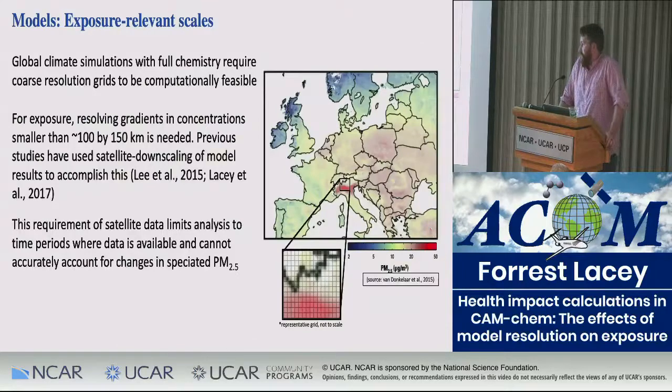The problem with this is you have to have satellite data in order to accomplish this. And it really limits the analysis to time periods where there is data available. It also can't account for changes in speciated PM2.5. What we're getting from the satellite data products is the total particulate matter, but that doesn't tell us anything about how black carbon is changing relative to organic carbon. So if we want to do anything that's a specific subset of total PM2.5, it becomes more challenging to redistribute the PM2.5 using satellite downscaling.